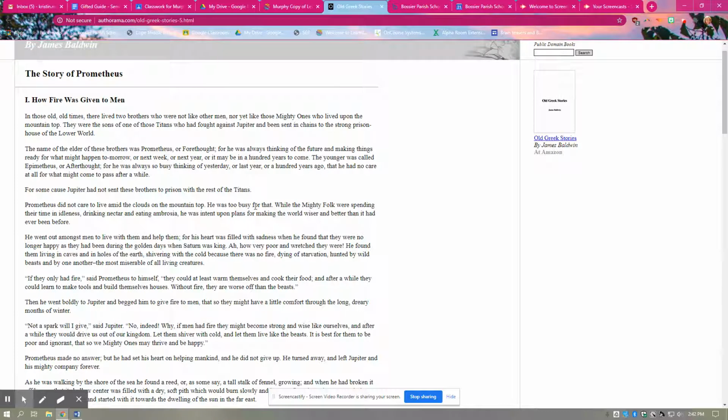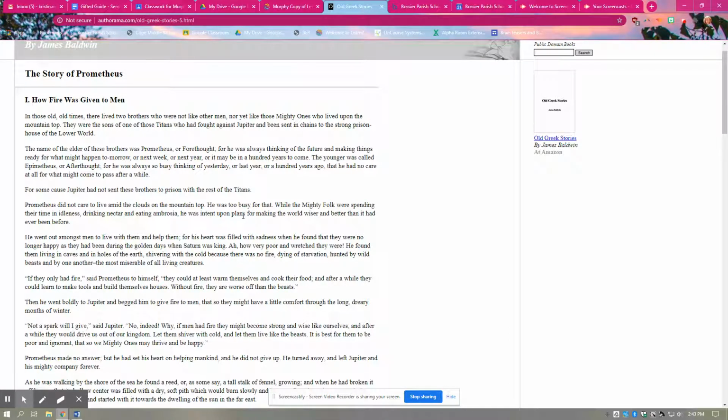The story of Prometheus, how fire was given to men. In those old times, there lived two brothers who were not like other men, nor yet like those mighty ones who lived upon the mountaintops. They were the sons of one of those Titans who had fought against Jupiter and been sent in chains to the strong prison house of the lower world.